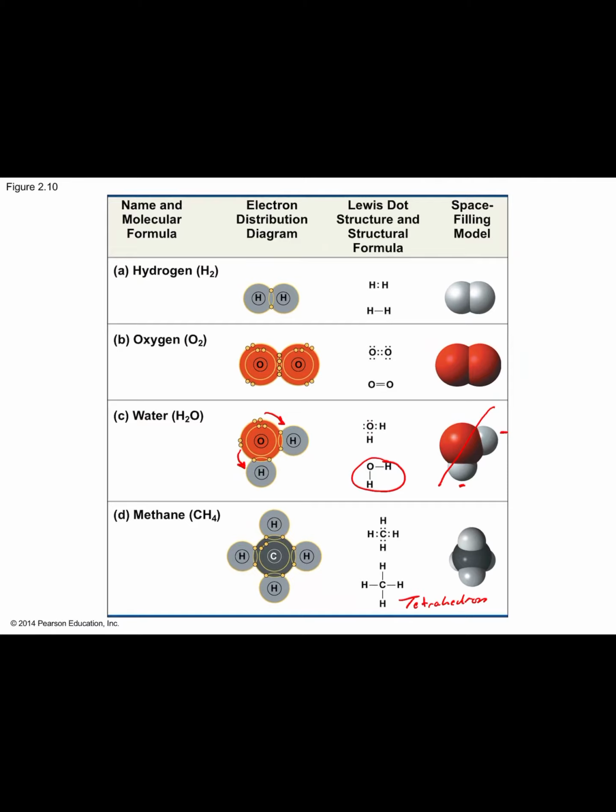Okay, so we've talked about bonding capacity. Bonding capacity is related to valence in the sense that valence tells you how many electrons an atom needs to complete its outer shell. That also tells you how many bonds it can form. So bonding capacity and valence are the same thing.